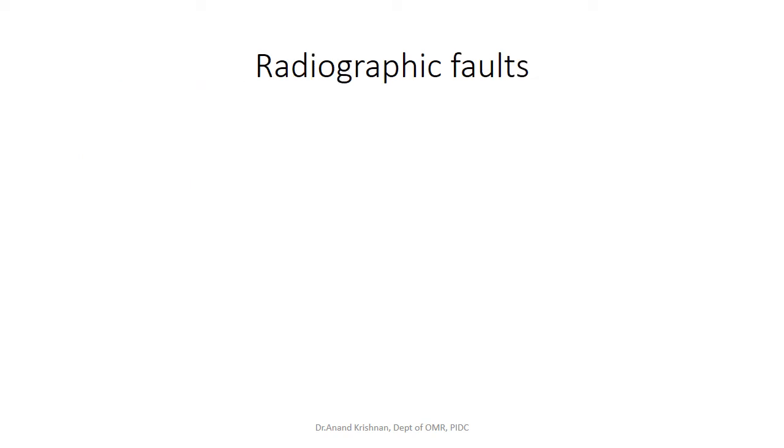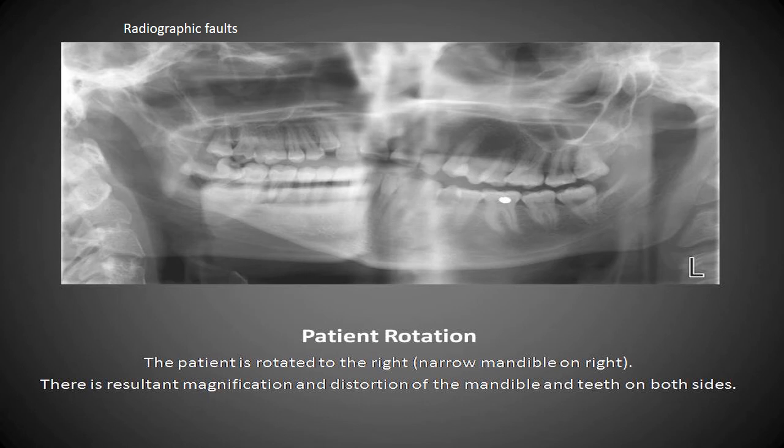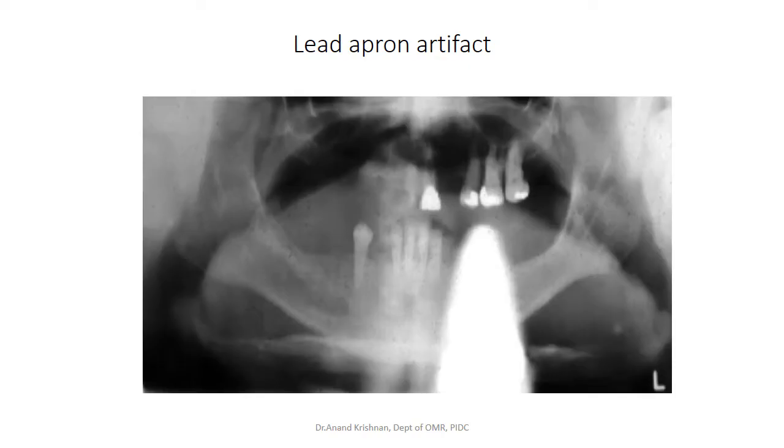So what are the faults that happen with panoramic radiographs? Patient rotation. Let us say the patient has moved either to the right or left while the image acquisition process is still on. Then the resultant image will show magnification and distortion on both sides, like seen in the image.